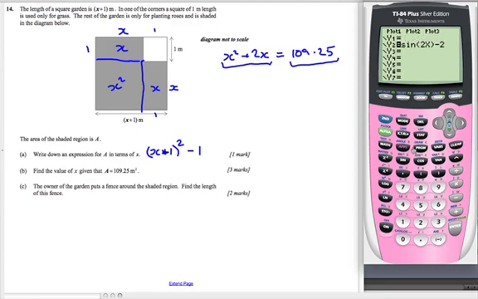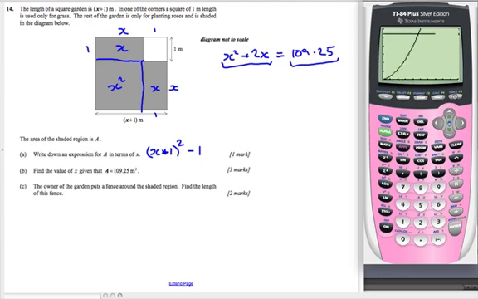Clear. So x squared add 2x, and on the other side 109.25. Okay, but if we do that, we have to be very careful with setting up our window. So the x values, well, it's a garden, so let's go on the safe side, say 0 to 20 meters. It's probably not going to be bigger than that. Just mark every 2. And the y scale has to go up to at least 109. So let's go from 0 up to 120 and we'll be able to see it. Scale 20, doesn't matter too much.